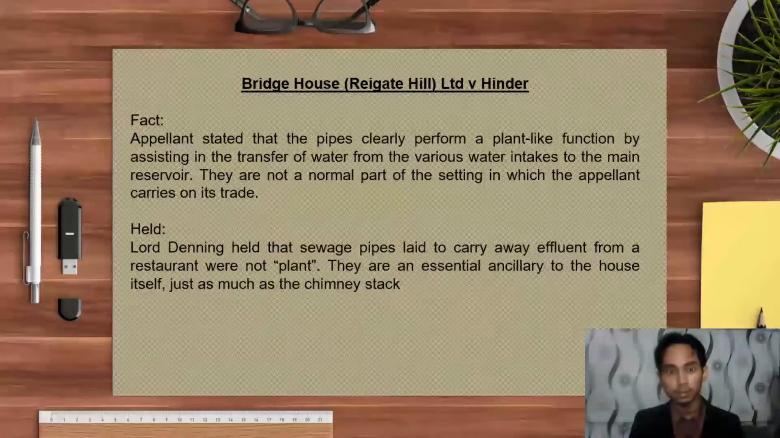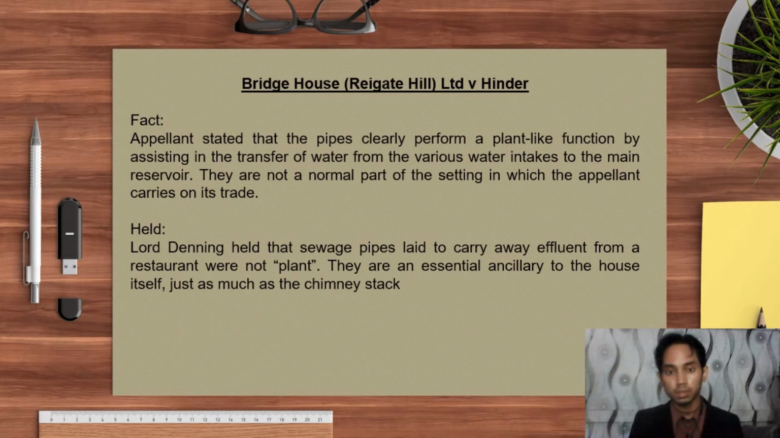So what about the case of Barrett House Reigate Hill Limited versus Hinder? The appellant stated that the pipes clearly perform a plant-like function by assisting in the transfer of water from the various water intakes to the main reservoir. They are not a normal part of the setting in which the appellant carries on its trade. Lord Denning held that the sewage pipes used to carry away effluent from a restaurant were not plant. They are an essential ancillary to the house itself, just as much as the chimney stack.